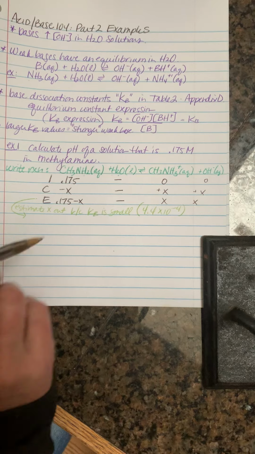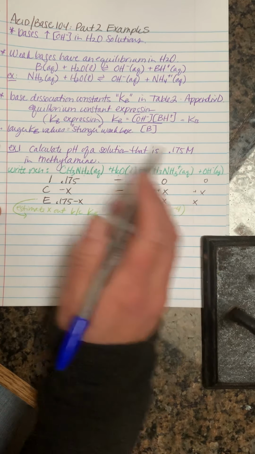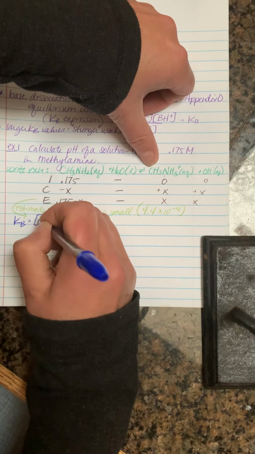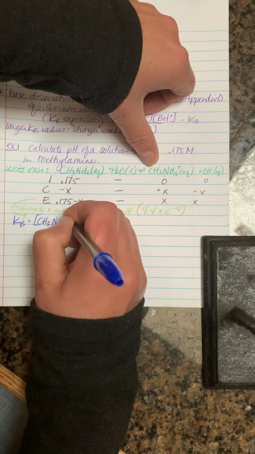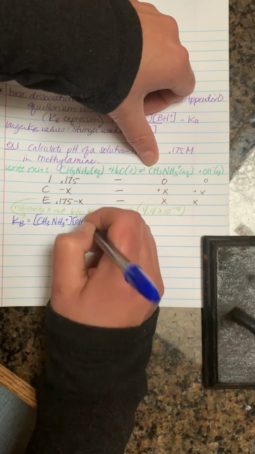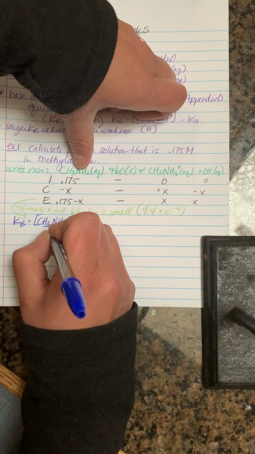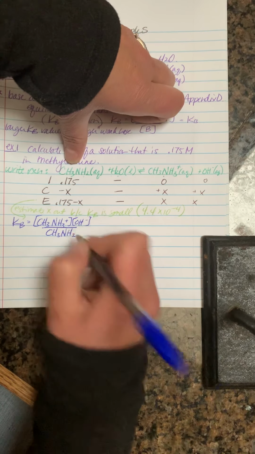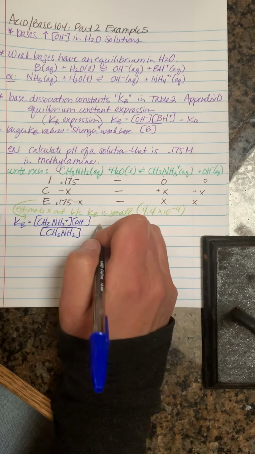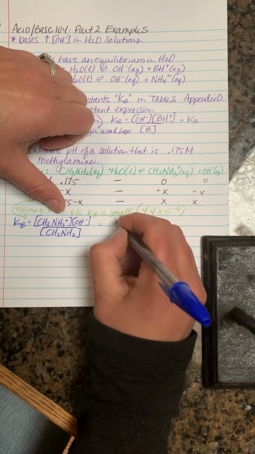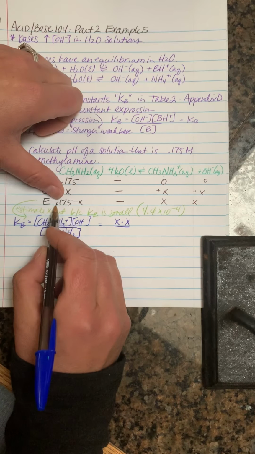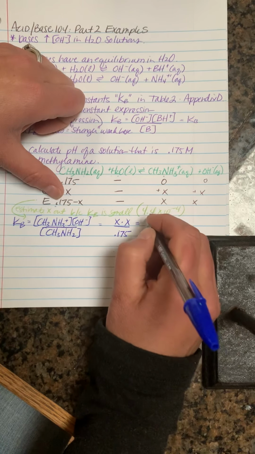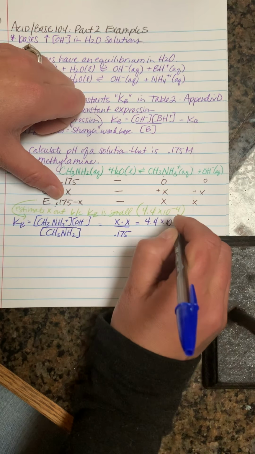So we can say that our KB expression is going to be our protonated base concentration, CH3NH3 plus, times the hydroxide concentration over the concentration of the original base, CH3NH2. Okay, so we're just going to substitute our x's here. So we're going to get x times x over, and we're estimating x out. So this is still going to be 0.175, and that's going to be equal to our KB, which is 4.4 times 10 to the minus 4.